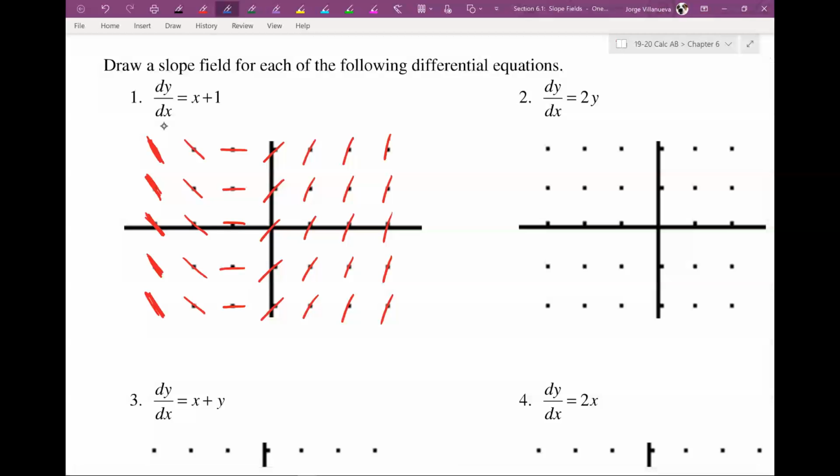Let's do number 2, one that has just a y value, okay? But was that one okay? Was that pretty easy?